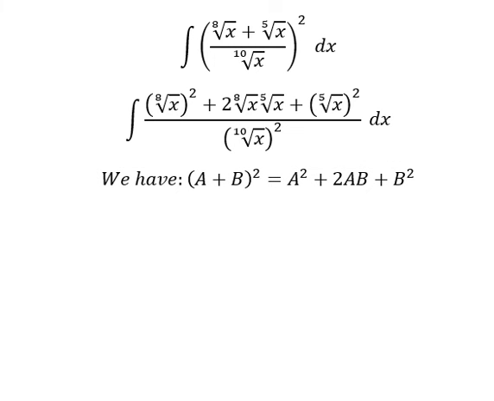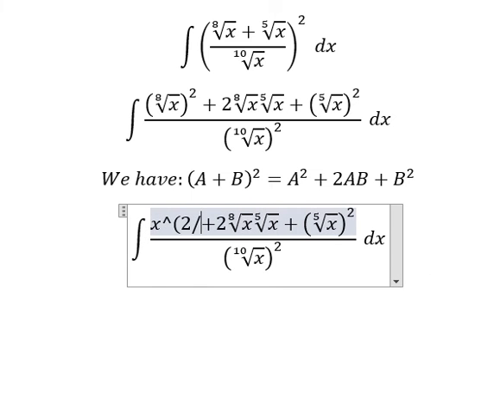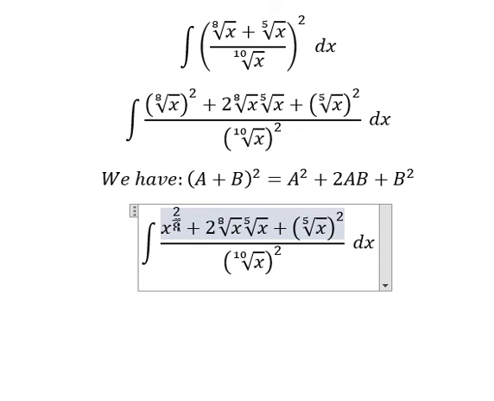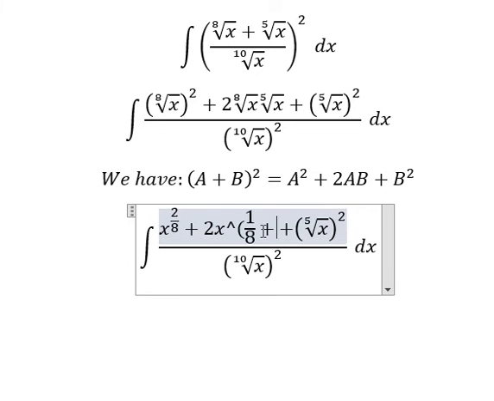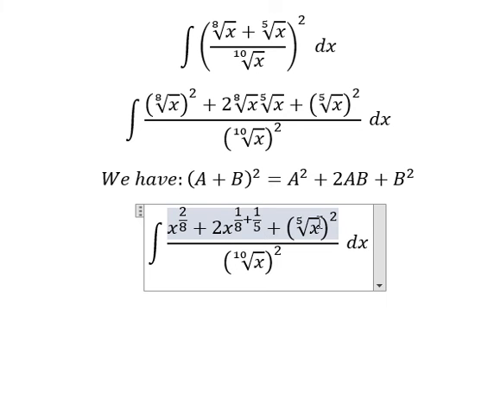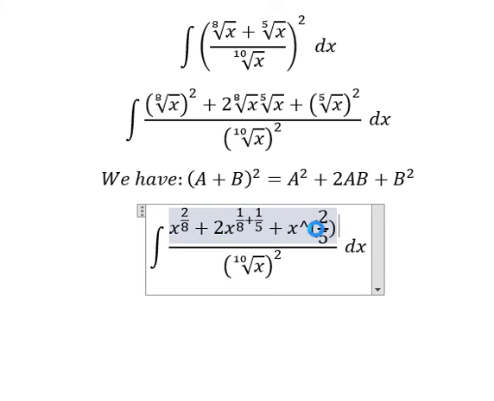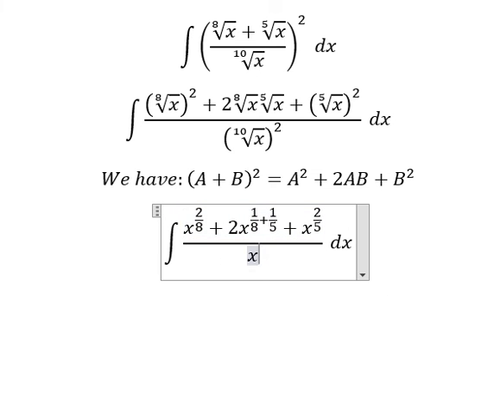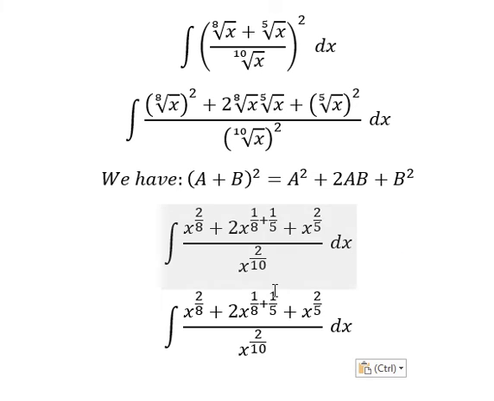Now we need to simplify. This one we can write into s to the power of 2 over 8. This one we can write into s to the power of 1 over 8 plus 1 over 5. This one in here we can write into s to the power of 2 over 5. And this one we can write into s to the power of 2 over 10. Now this one divided by this one, divided by this one, and this one divided by this one. So we can write into like this.